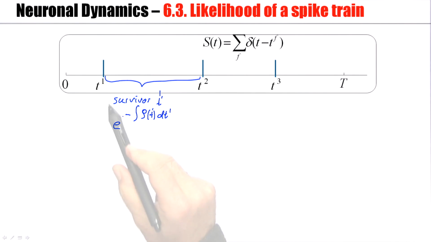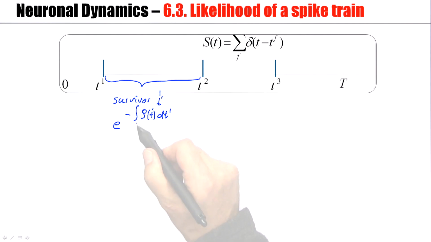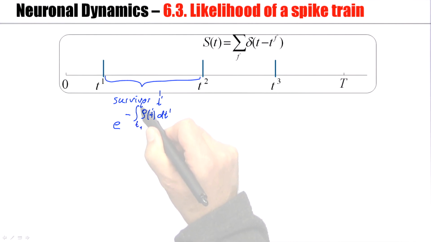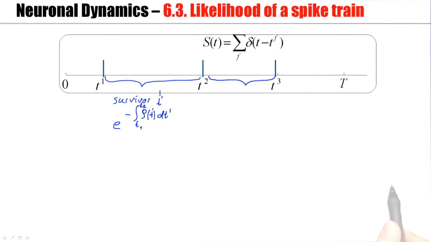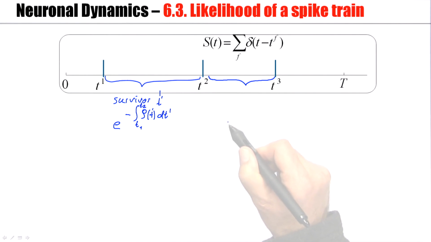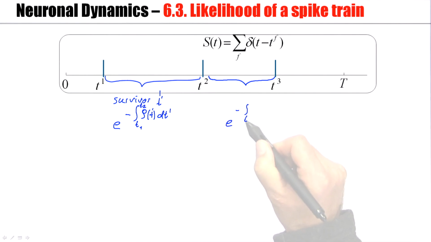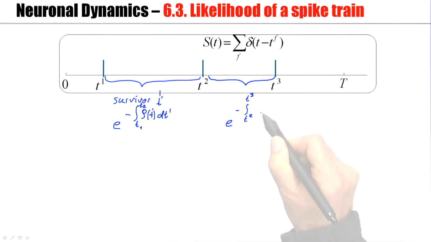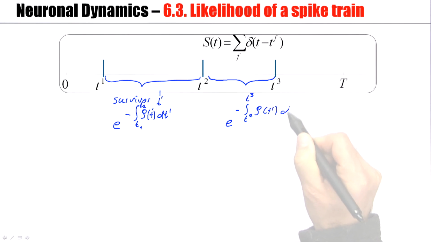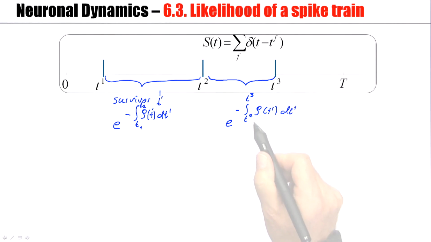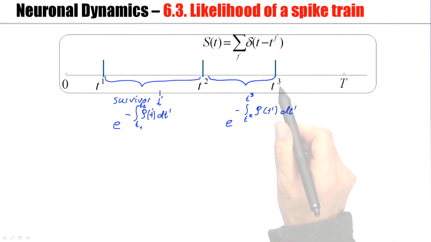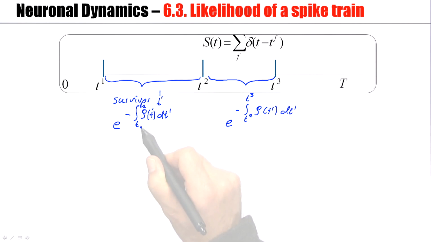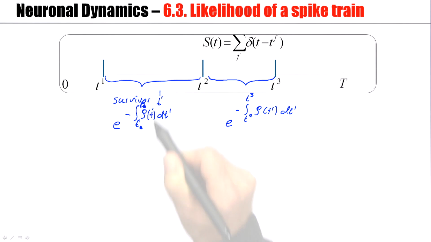And it doesn't fire in the whole interval from t1 to t2. So we integrate this instantaneous rate from t1 to t2. And then again, the neuron should stay silent. It should survive from t2 to t3 without firing. t2 is this firing time here. t3 is the next firing time. Firing times are the upper index, so this must be an upper index here and there.